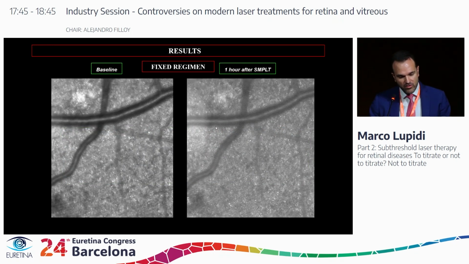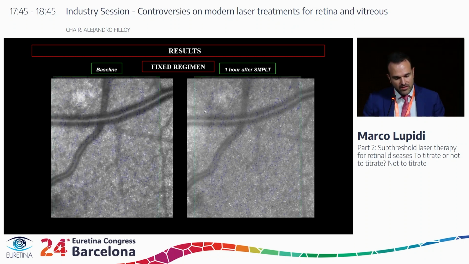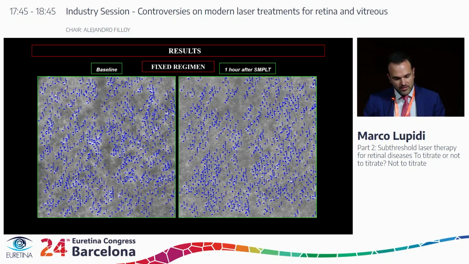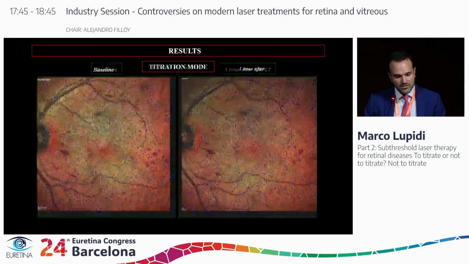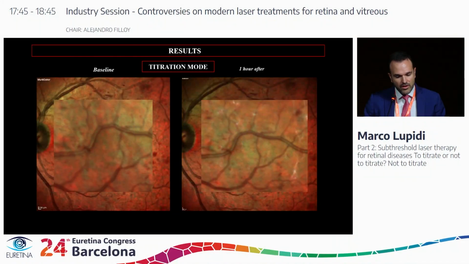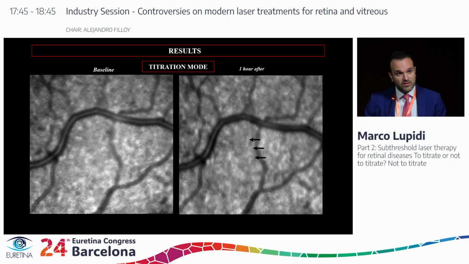And this is what we obtained for the photoreceptors, for a fixed regimen, when we performed an automated AI-based count of the photoreceptors at baseline and 1 hour after the subthreshold laser. And the same was performed with the titration mode, for the areas treated, obviously, with power reduced by 50% of the titration power.